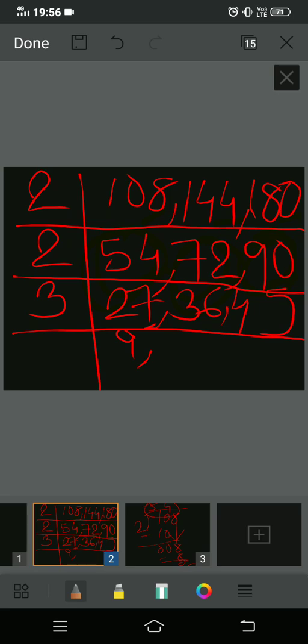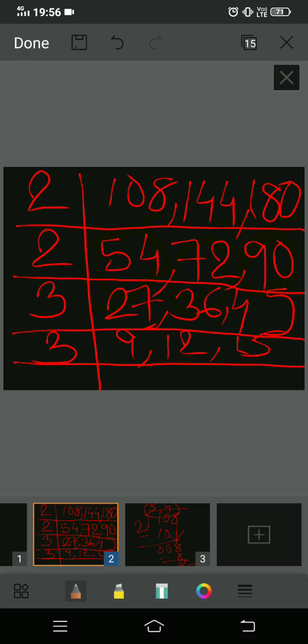Okay, 36 divided by 3, when you do, you will get the answer 12. And 45 divided by 3, when you do, you'll get the answer 15. Okay, so now 9, 12 and 15. Again 9, 12 and 15 is divisible by 3.